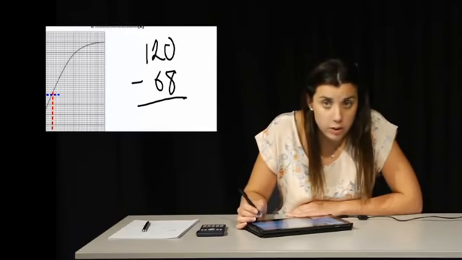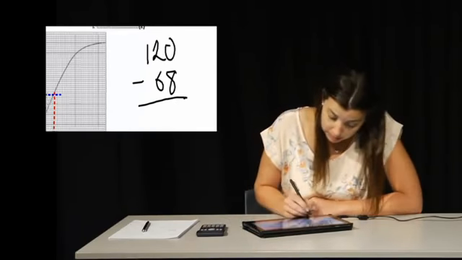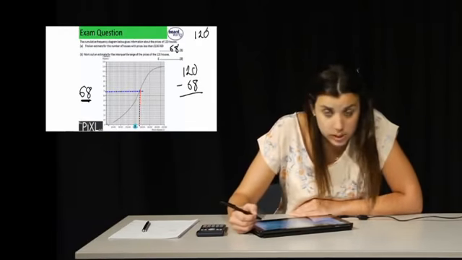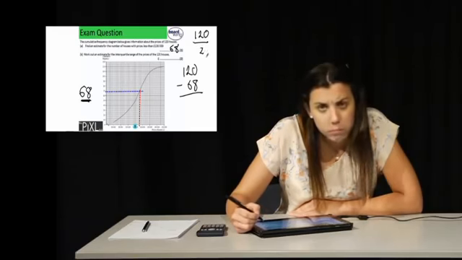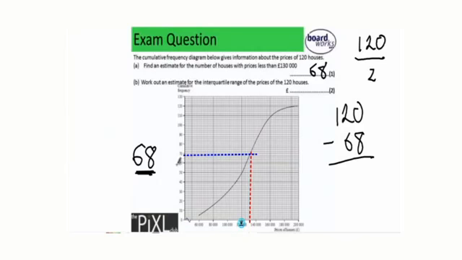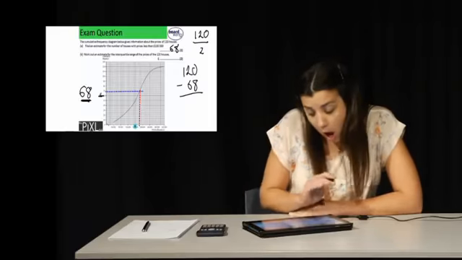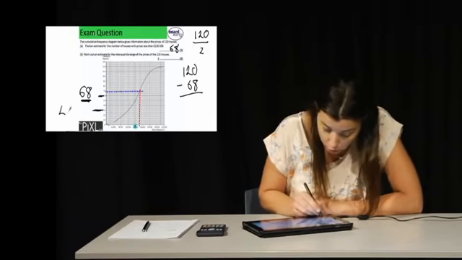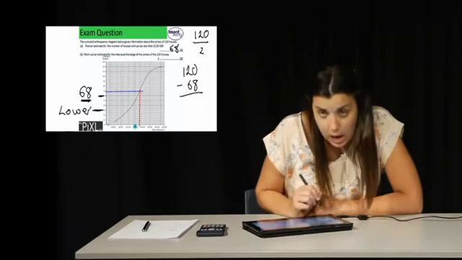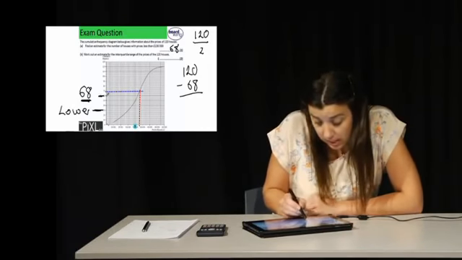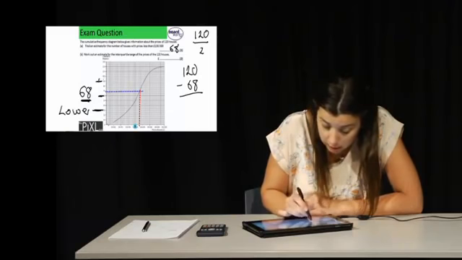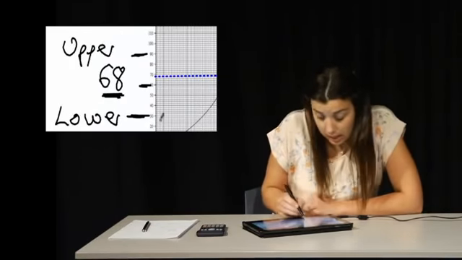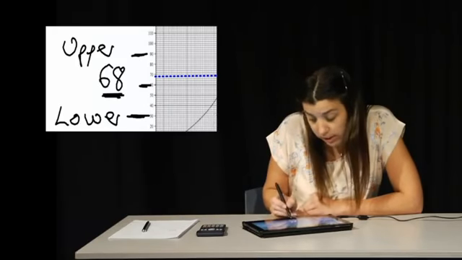Part B asks you to find the interquartile range. Now in this question we have 120 houses, so halfway is going to be 60. Let's label that up there, 60. Halfway between 0 and 60 is going to be 30, which is your lower quartile. And halfway between 60 and 120 is going to be 90. That's your upper quartile.